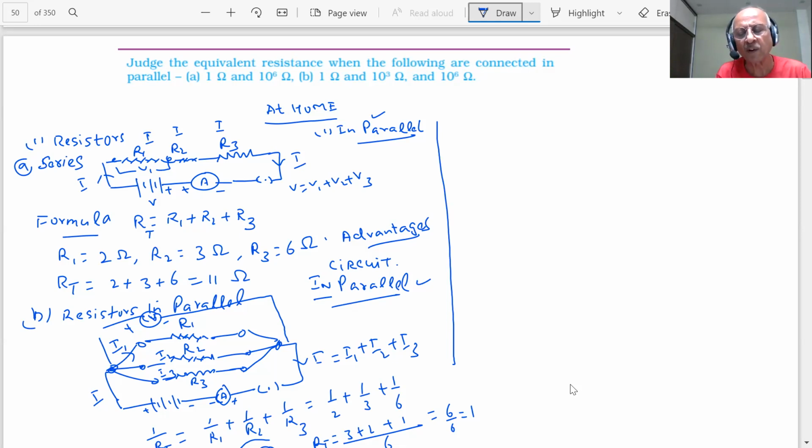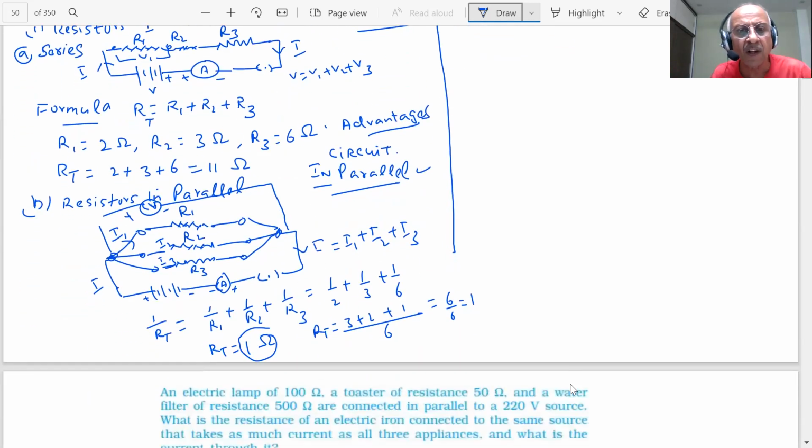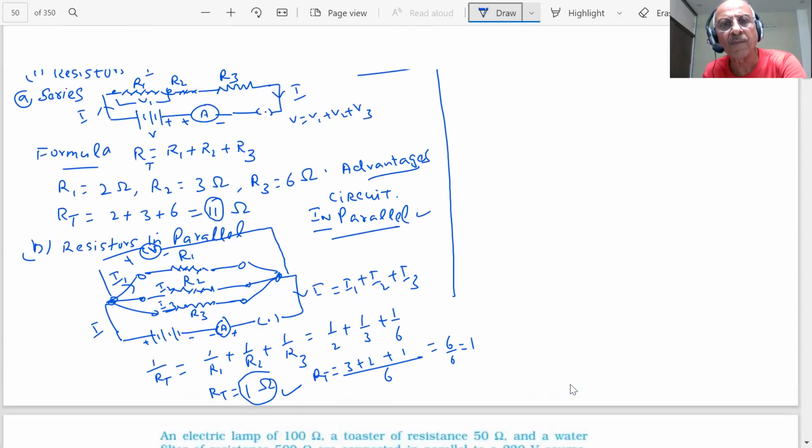So the resistance is lowered when we connect them in parallel. We have shown this by calculation. You have seen in parallel, if I connect 2, 3, 6 ohms, the effective resistance is 1 ohm. In series, it is more. This is the value in series, and this value in parallel is even lower than the lowest resistance which we have. Got it? Is it clear?